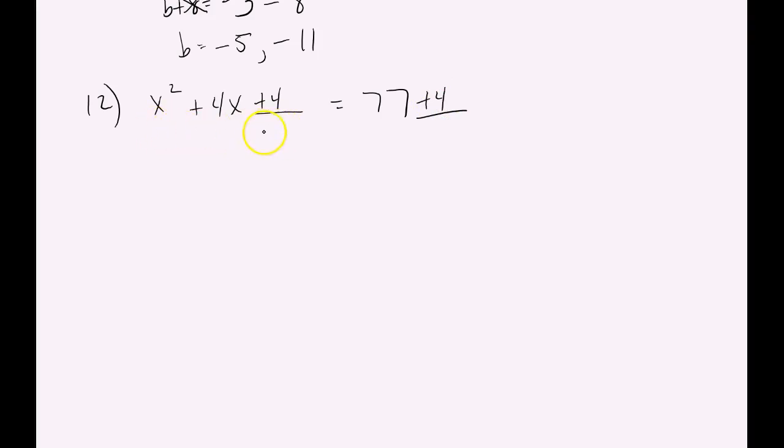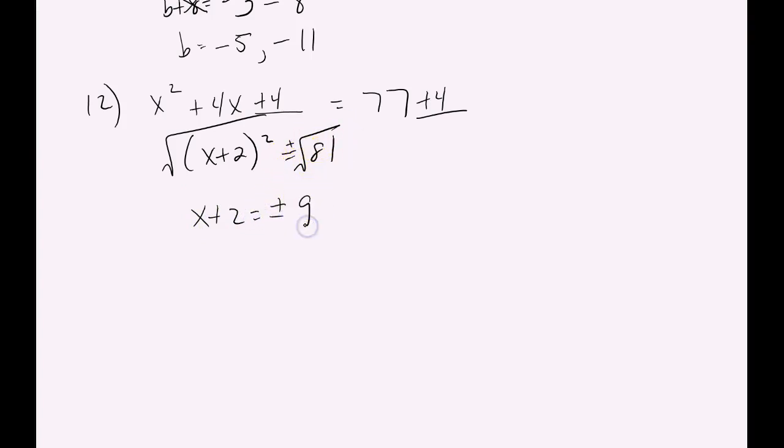Now this should factor into the same thing twice, and it does. It factors into x plus 2 times x plus 2. So I'm going to write it as x plus 2 squared. And then over here, that looks like an 81. Now to solve, we're going to take the square root of both sides, plus or minus, and we're going to have x plus 2 equals plus or minus whatever the square root of 81 is, which is 9.